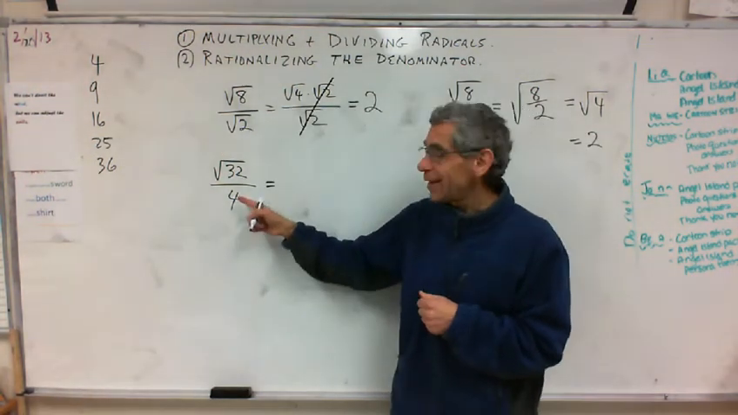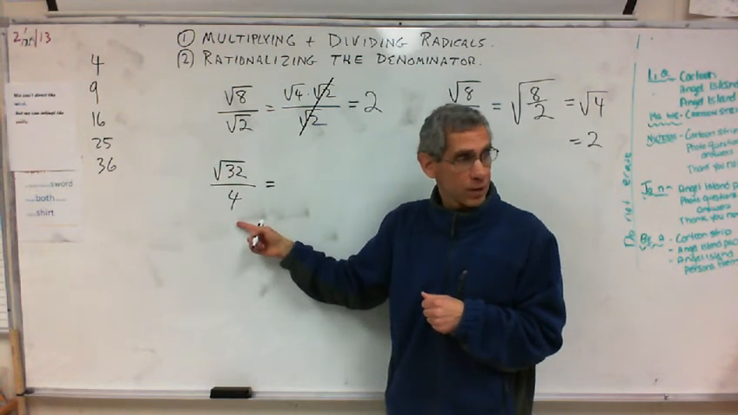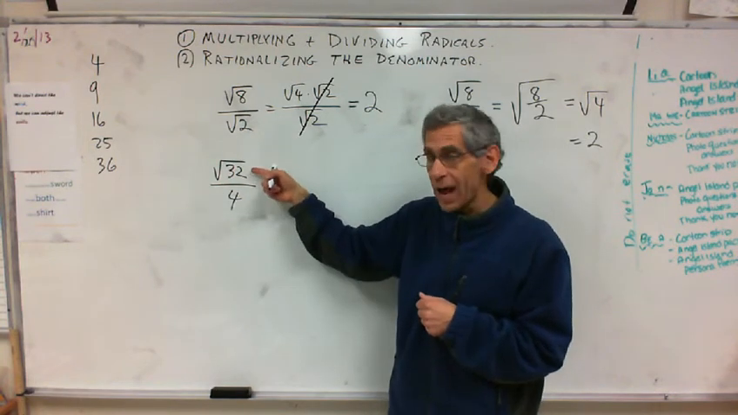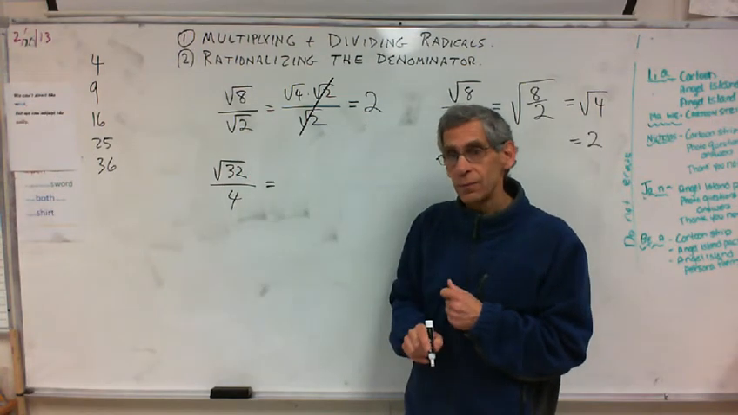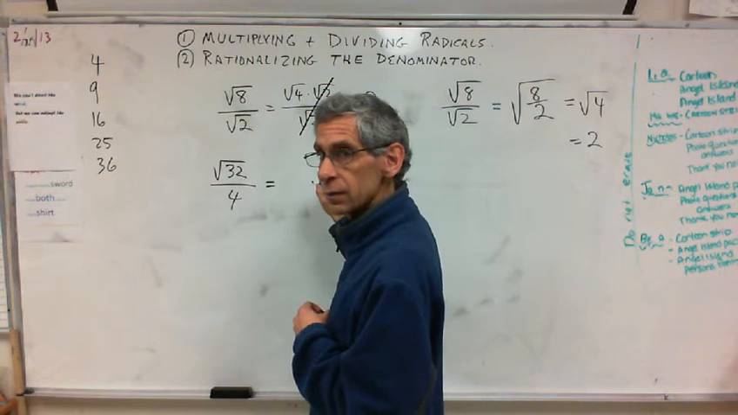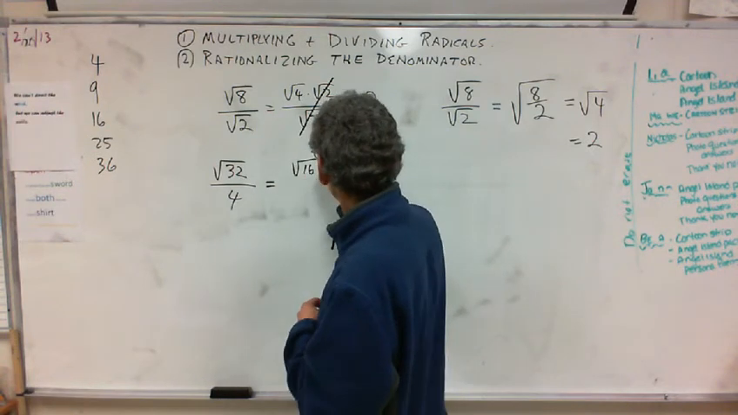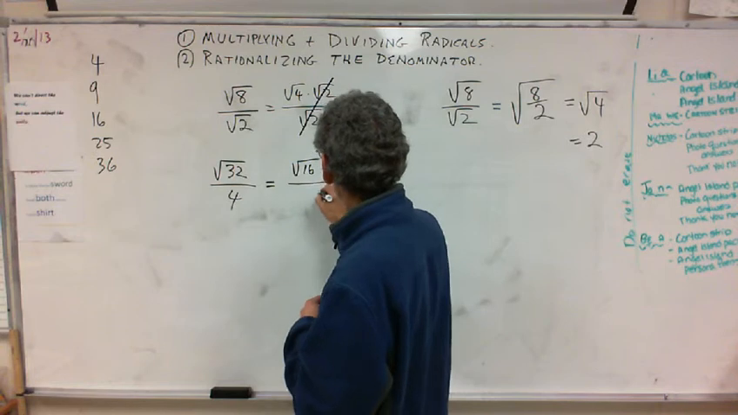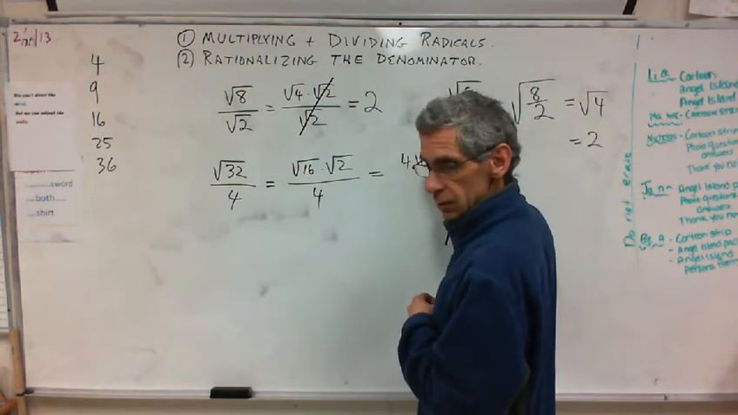So I cannot put them both under the square root sign, right? Because the 4 is not under a square root sign. So it means I have to only deal with the numerator and simplify that. Go ahead, Amy. I think I know how to do it. So you change the square root of 32 to the square root of 16 times the square root of 2. Yes. And then the square root of 16 is 4. Right. So that would be 4 square root of 2 over 4.